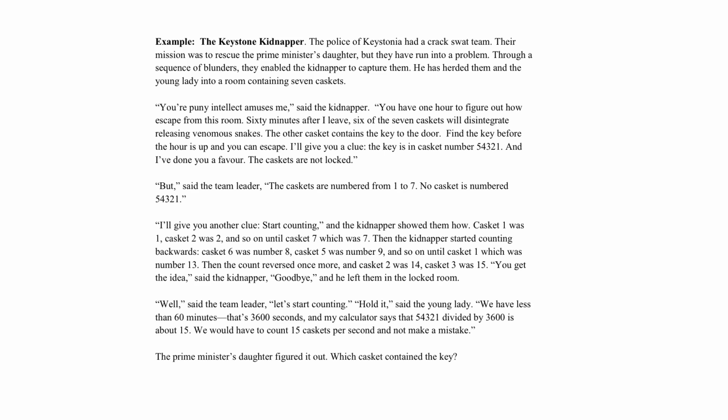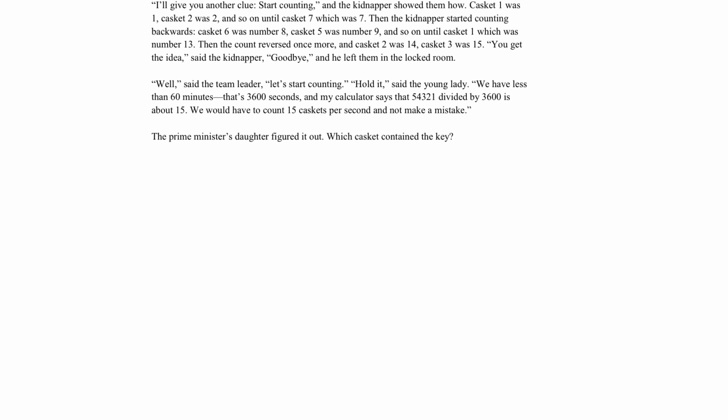Okay, so this problem in essence tells us that there's 7 caskets, and these 7 caskets are counted in a funny way. They're counted from 1 to 7 first, and then they go in the opposite direction. Casket 6 was counted as 8, and then casket 5 was counted as 9, and it snakes back and forth in this pattern. So what's not obvious to me right away is what the loop is. So let's get a circle down on our page.